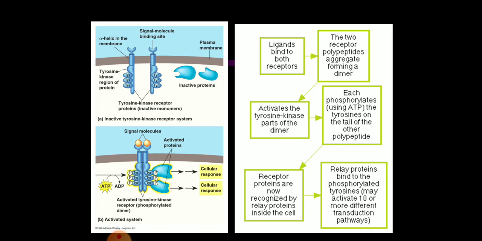The first one was G protein coupled receptors. This one is the enzymatic receptor, and the example is tyrosine kinase, which is a specific receptor for insulin.